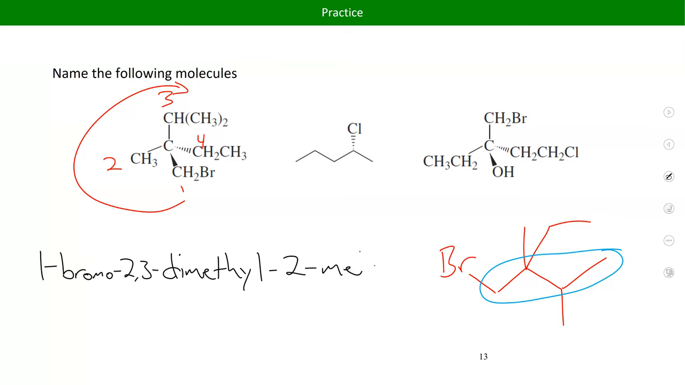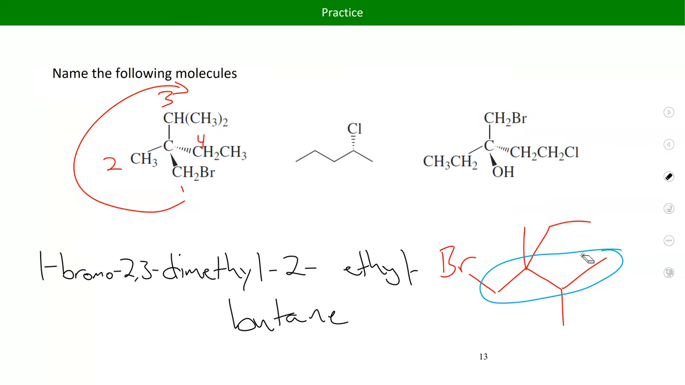2,3-dimethyl-2-methyl. 1-bromo-2,3-dimethyl-2-ethyl. Butane. And then we put R out in front of it, usually in parentheses. So it'd be R-1-bromo-2,3-dimethyl-2-ethyl-butane.